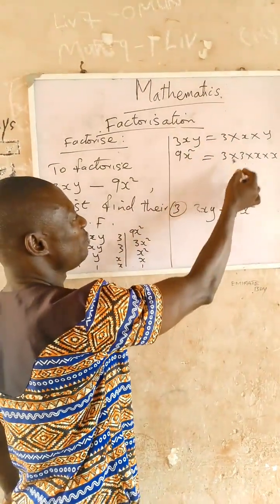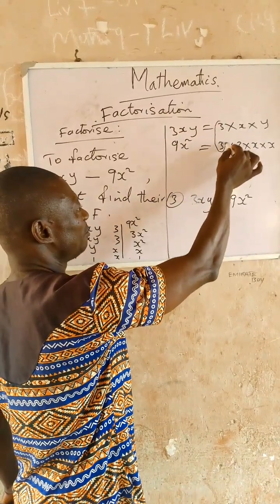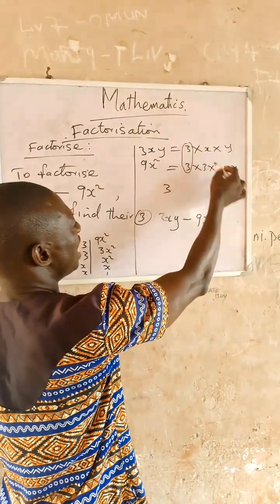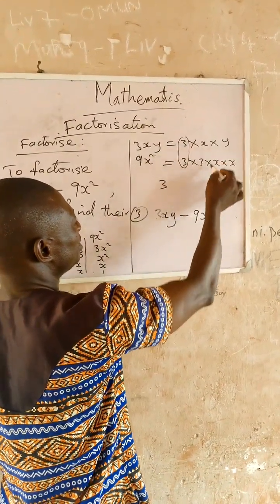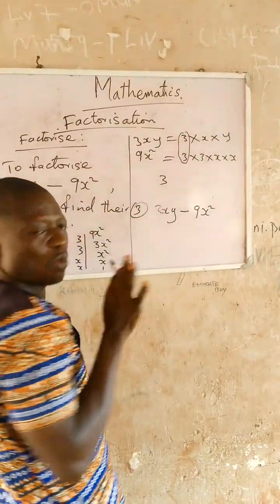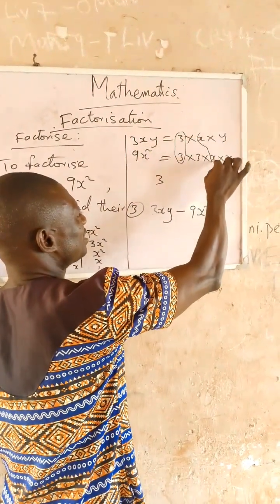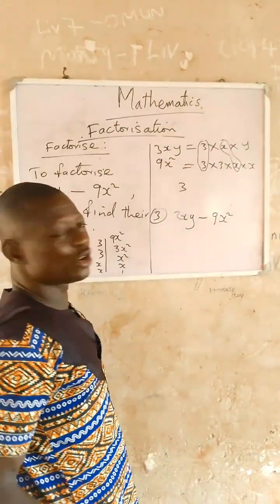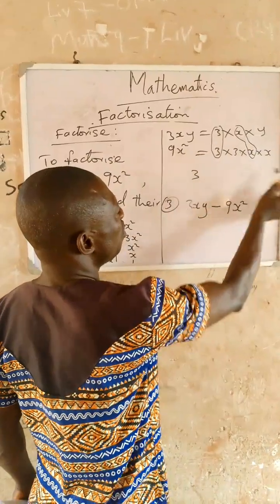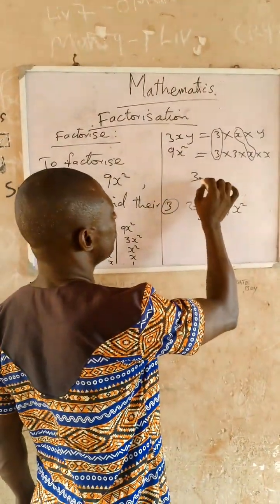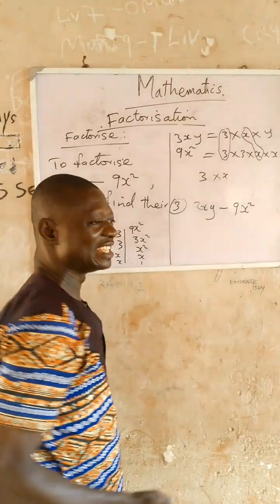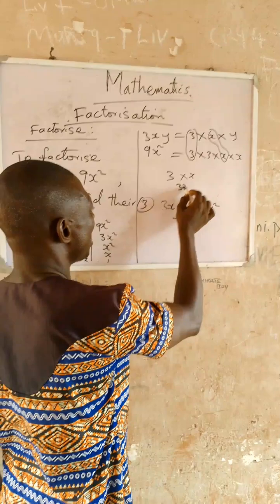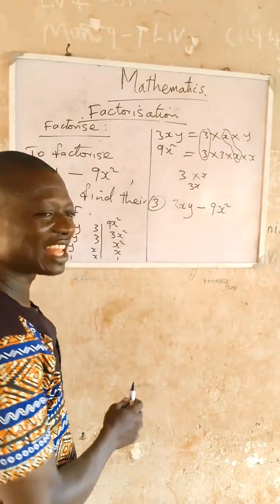Any factor that is the same, we pick it as one. 3 is a common factor, we pick 3. X is here, but x is also here, we will pick it. But 3 is here, no other 3 is here, we will not pick it. Let us pick x. X is here, no other x here, we will not pick it. Y is here, no y here, we will not pick it. So it's going to be 3 times x is the HCF. The HCF 3 times x is 3x. I hope you understand that.